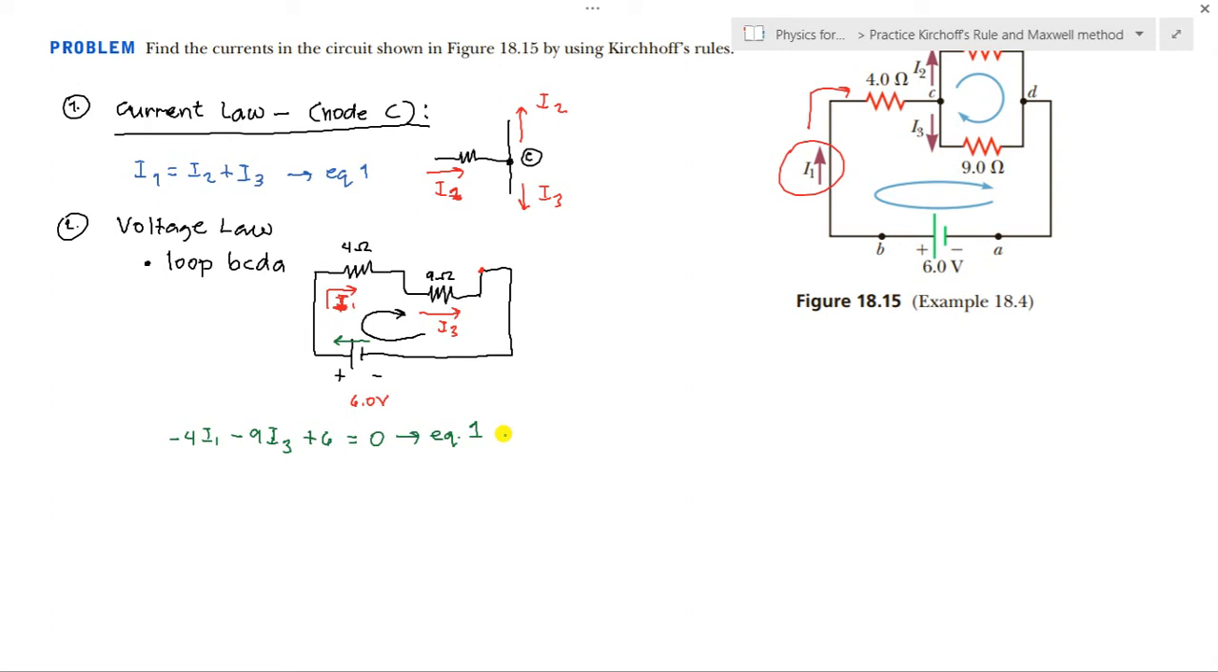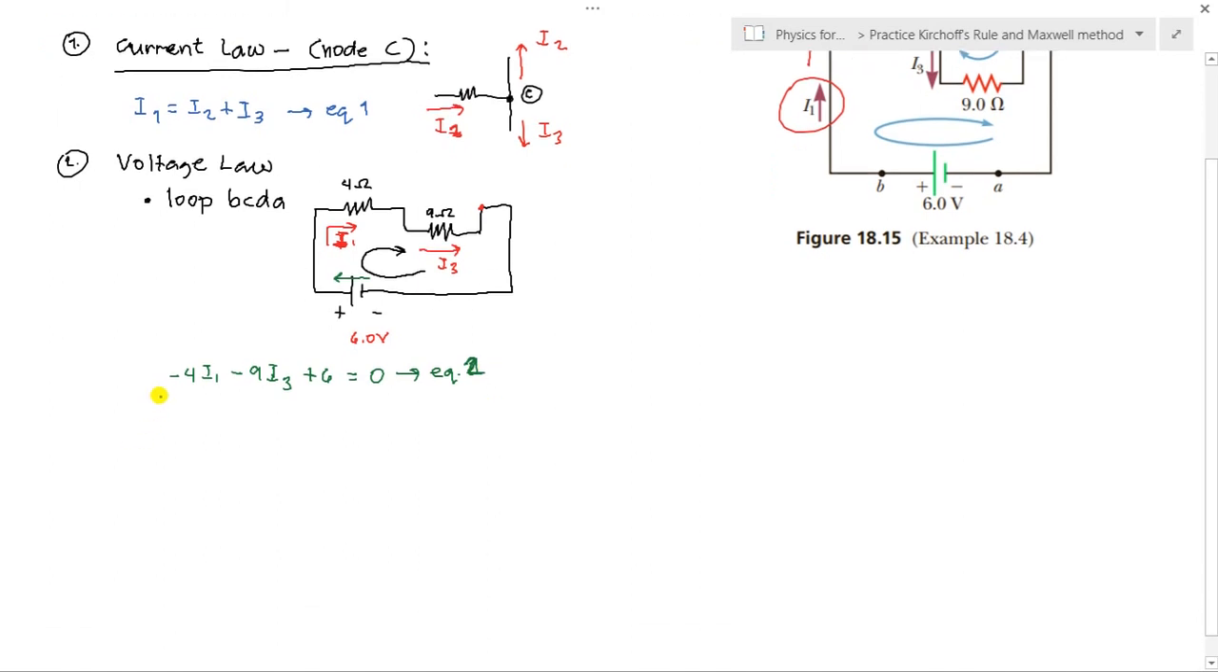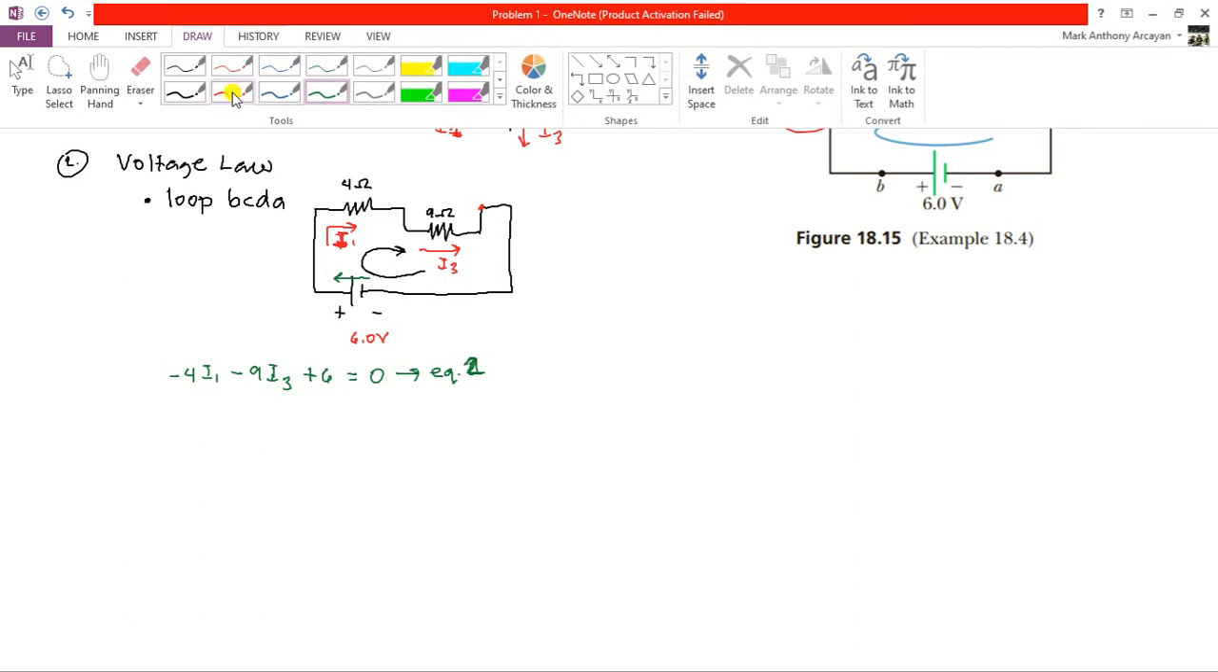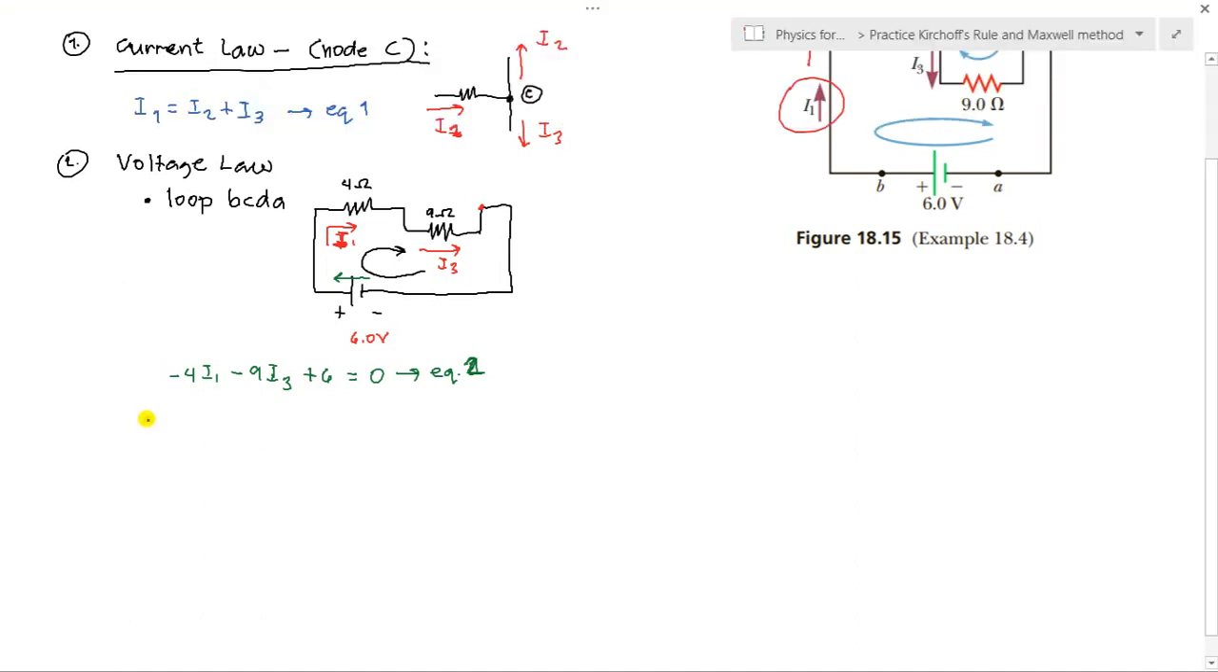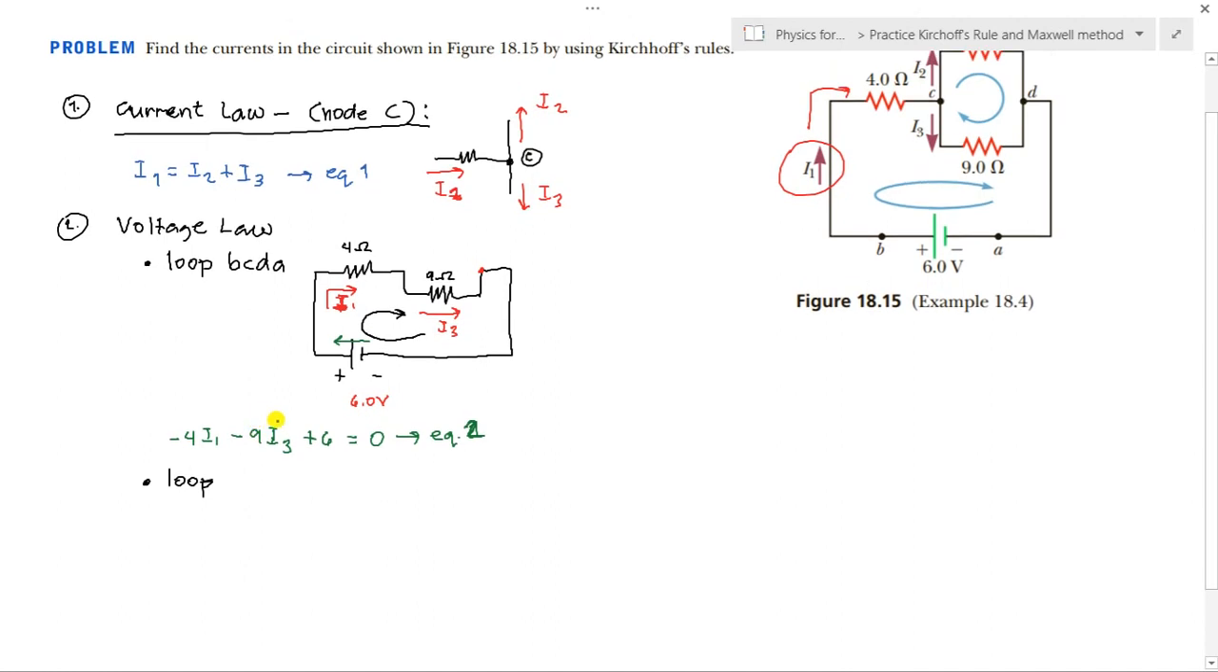Now, this is equation 2. So what are we still lacking? Just one more equation. We are lucky because we have one more loop. So that is loop CD.